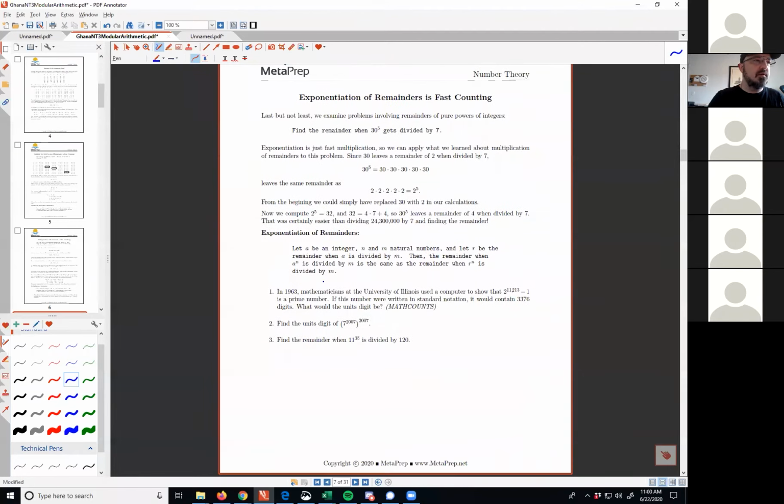So now this little lesson is called Exponentiation of Remainders as Fast Counting. Just like Wendy went through fast counting methods with all of you. Here, let's say that we want to know the remainder when 30 to the 5th power gets divided by 7. And we could spend time multiplying out 30 to the 5th power. It's 24,300,000. And we could divide that by 7 and do a whole bunch of long division and spend a whole lot of time. I say we don't need to spend nearly so much time. Why not?